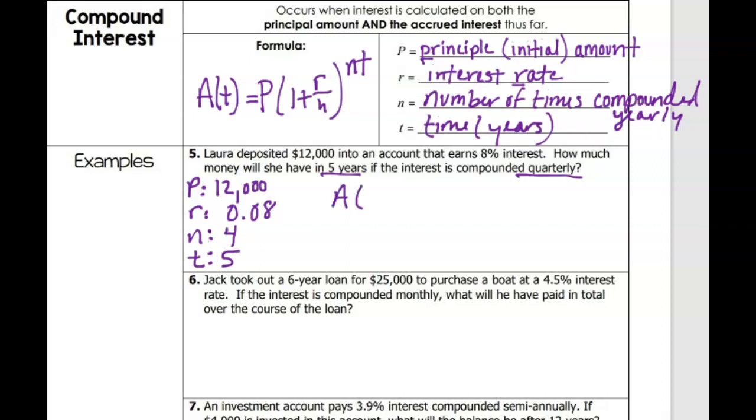So if we use the formula here, we're going to take that 8% and we're going to divide it by 4 first. And then that's going to be what we add. So we're going to take 8% divided by 4, and that's going to be 1 plus that.